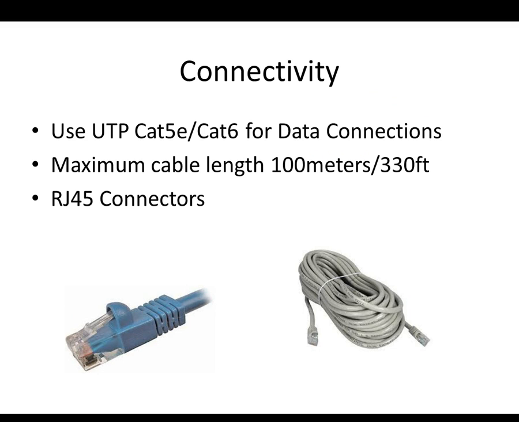Then we have our connectivity. So we use unshielded twisted pair Cat5e or Cat6 for data connections. There is a maximum cable length of 100 meters or 330 feet, which is the maximum the data can travel, but we will go over some ways to extend it later on too. And then the cameras get connected through RJ45 connectors.